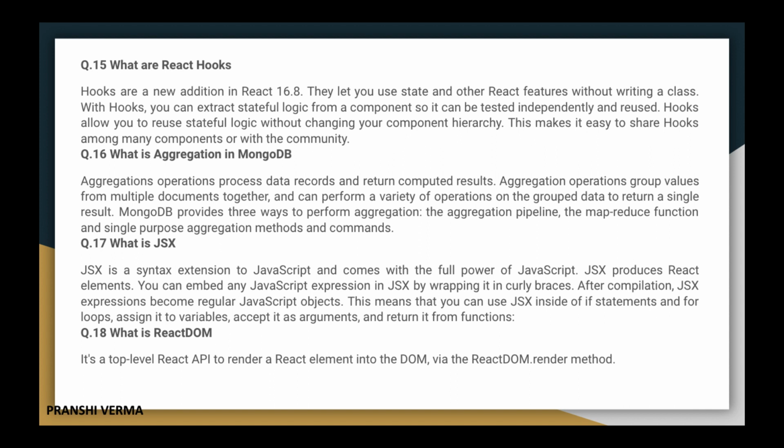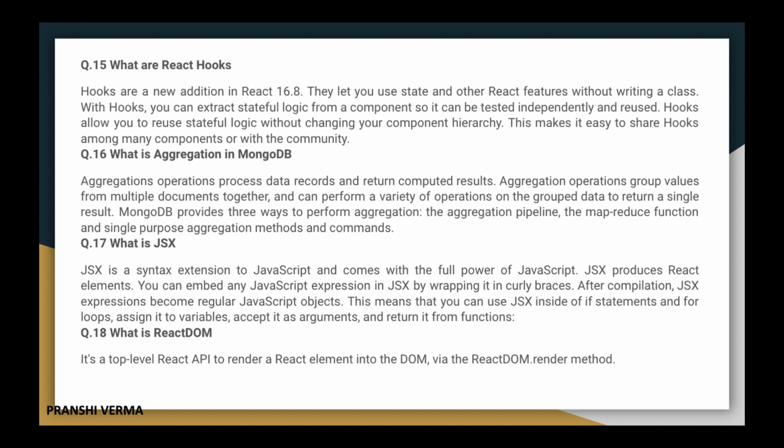Some common aggregation pipeline stages include $match, it's used to filter documents based on a specified condition. $group, it's used to group documents based on a specified key and perform calculations on the grouped data. $project, it's used to select a subset of fields from the input documents and optionally apply transformations to them. $sort, it's used for sorting the input documents based on a specified field or fields. $limit, it's used to limit the number of documents in the output. $skip, it's used to skip a specified number of documents in the input.